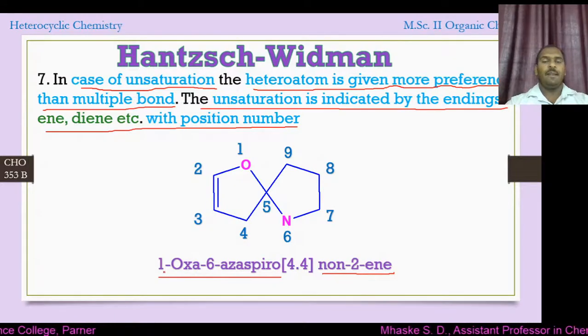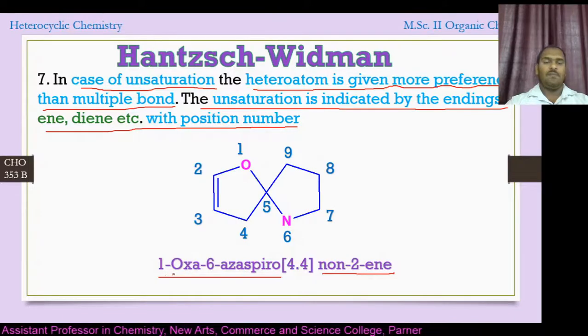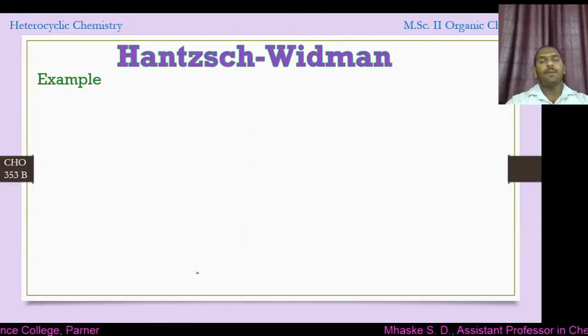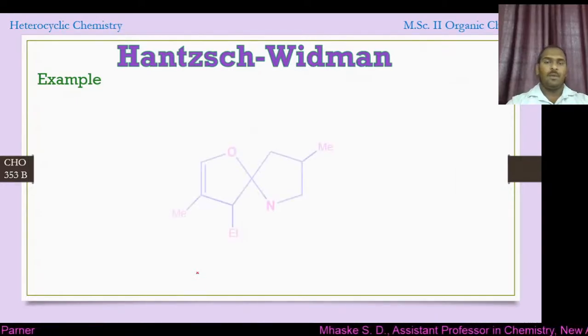If you look at the name, from the name how to go back: the parent is non, okay. At the second position there is a double bond, therefore ene. So it is unsaturated, 4.4, total 9 atoms are there. At the sixth position there is aza, and at the first position there is oxa. Okay, so that we have to remember. Now let's go for the next example. So these are the rules for Spiro compound nomenclature.